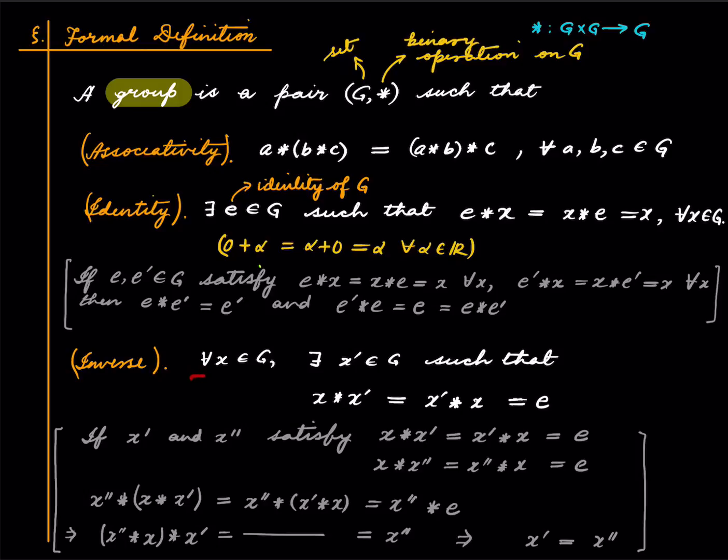And inverse: if you apply a symmetry, you can always reverse it. So it's just asking that if there is a symmetry, its inverse symmetry also exists. If you just undo what you did, you get the identity symmetry back, meaning you get the original position of the object back.